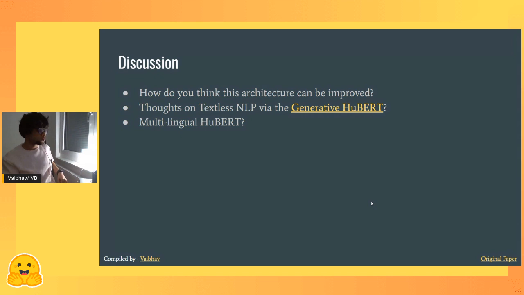So maybe I'll just put a question up for discussion, something that was bugging me when I was reading the paper. If you look at Wave2Vec2, there is an XLSR model which was pre-trained on multiple languages, but at least to my knowledge, there isn't any multilingual HuBERT model. So I was wondering, one, has anyone heard of a multilingual HuBERT model, and two, if not, what might be the reasons for a multilingual HuBERT model not existing?